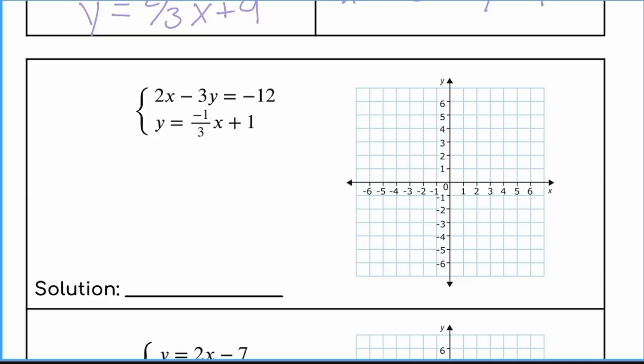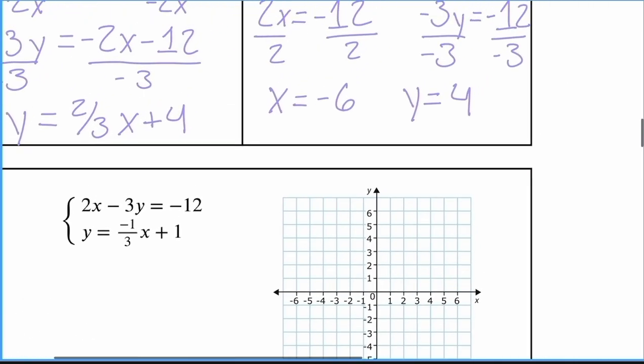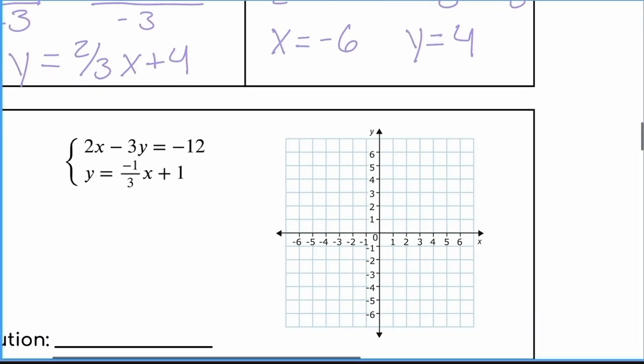I'm going to graph using the x and y intercepts because that's what everybody said they prefer. So, my x-intercept is -6. So going to find -6 on my x-axis and put a dot.